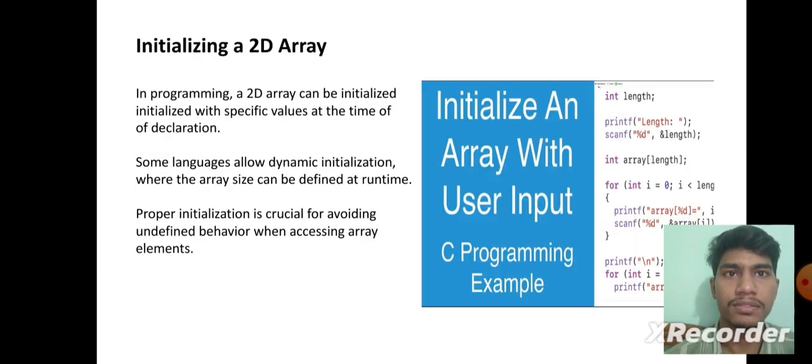Moving to next slide. Initializing a 2D array. In C programming, a 2D array can be initialized with specific values at the time of declaration. Some languages allow dynamic initialization where the array size can be defined at runtime. Proper initialization is crucial for avoiding undefined behavior when accessing array elements. Moving to next slide.